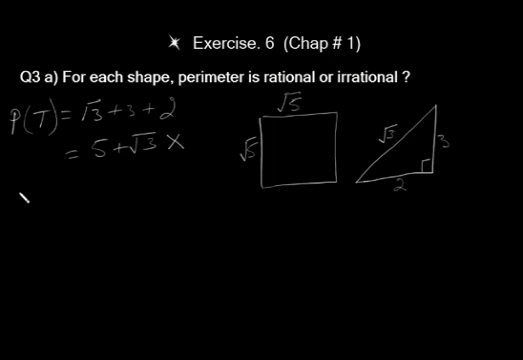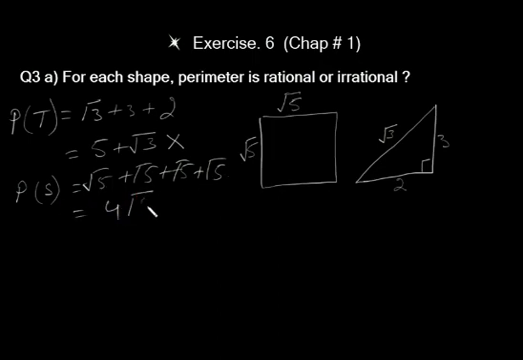Now the perimeter of the square. We know that for a square all four sides are equal, so you can write under root 5 plus under root 5 plus under root 5 plus under root 5. So we have added under root 5 four times, so it will be 4 into under root 5. Under root 5 once again is an irrational number. Multiplying by 4 won't make any difference, so it will still be an irrational number.